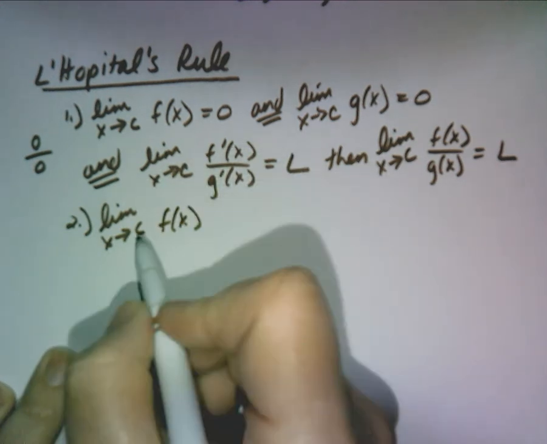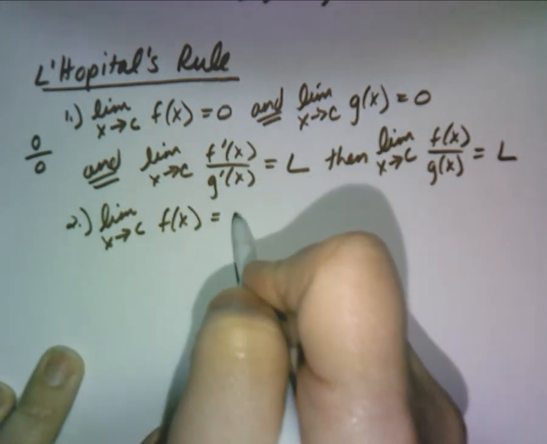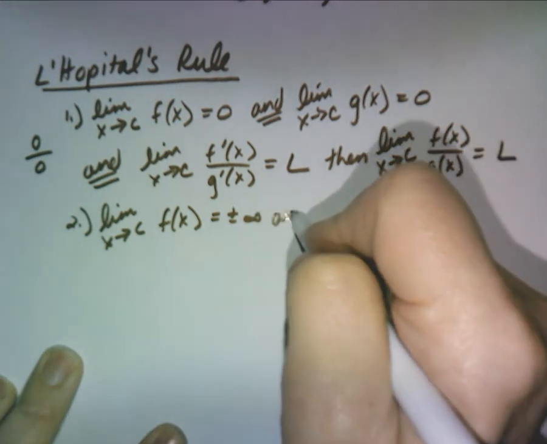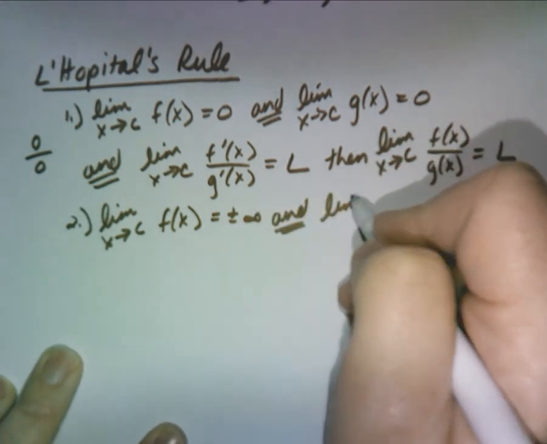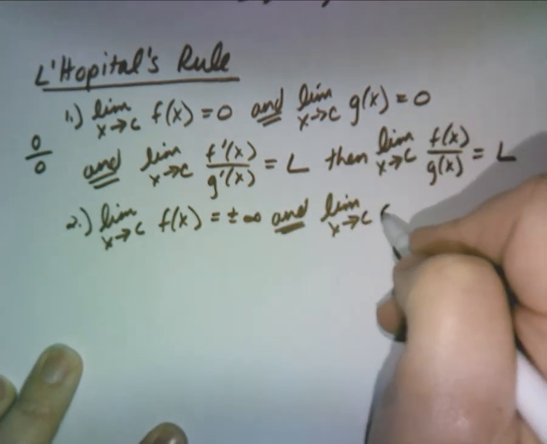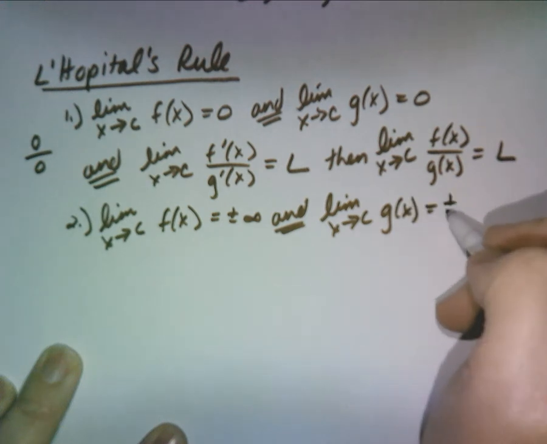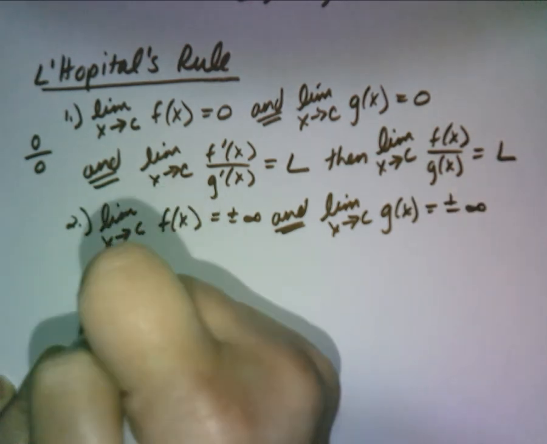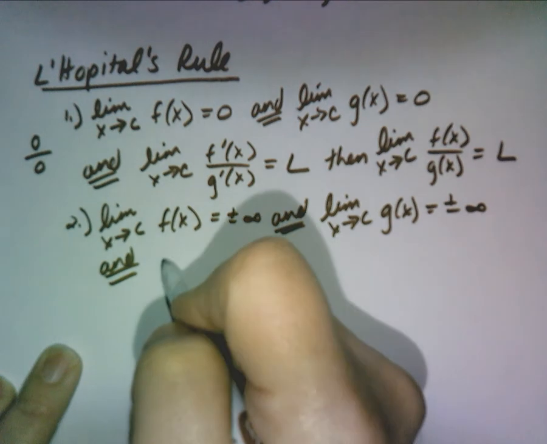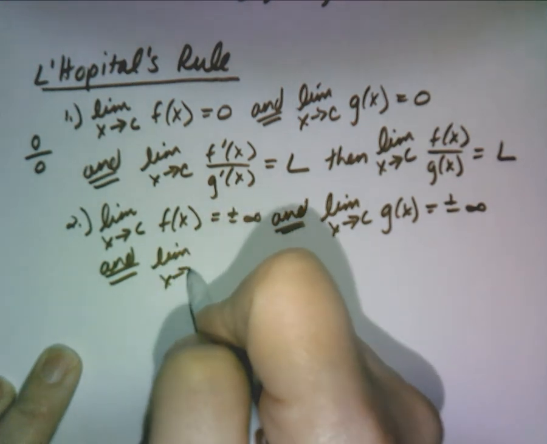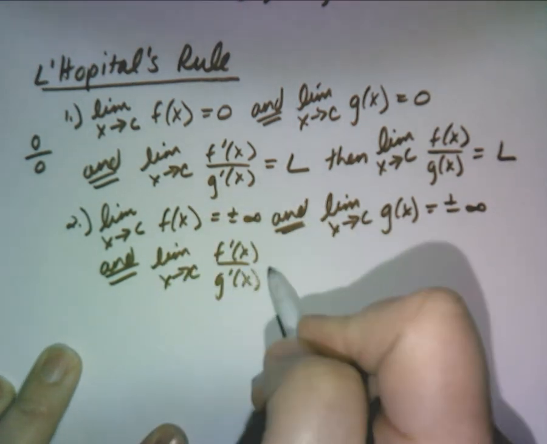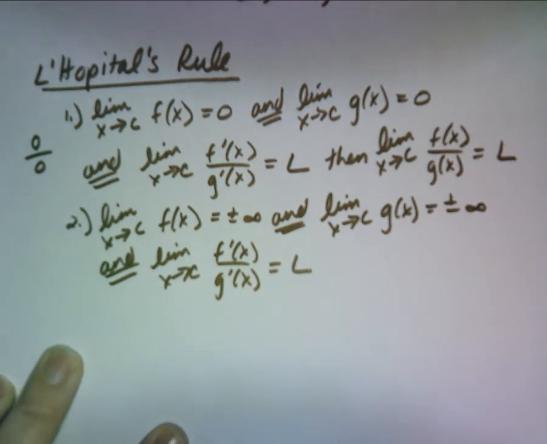All right, so if you take the limit of a function and let's say you get out a positive infinity or a negative infinity. And you take the limit of another function and you also get out positive or negative infinity. And there's three parts to L'Hopital. The limit as x approaches c of f prime of x over g prime of x equals a limit, equals something.